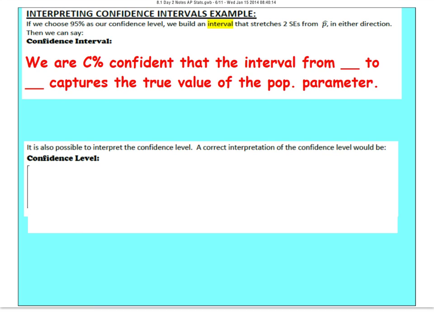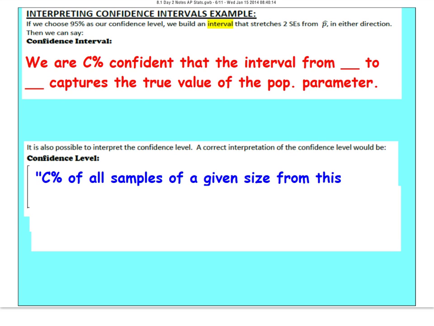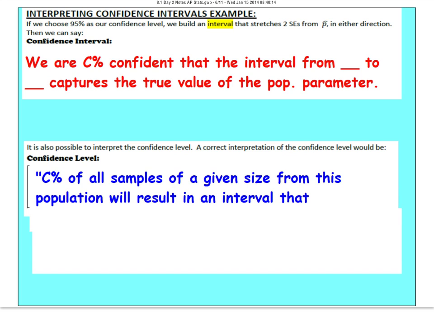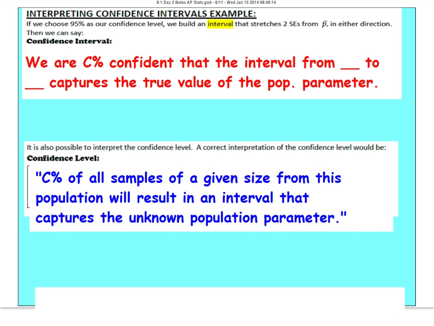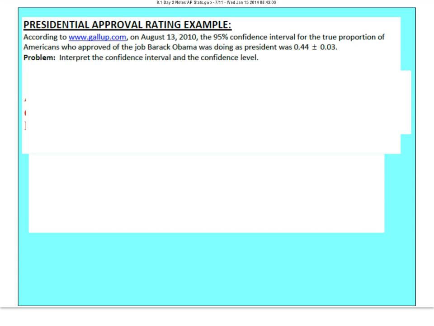Let's clarify that again with confidence level. The best way to define confidence level when you're asked is to say this. Confidence level is that we are C%, or in this case 95%, of all the samples of a given size from this population will result in an interval that captures the unknown population parameter. I highly recommend that you ingrain these 2 definitions in your brain because you are guaranteed to see these within your AP exam. Let's do a real life example.